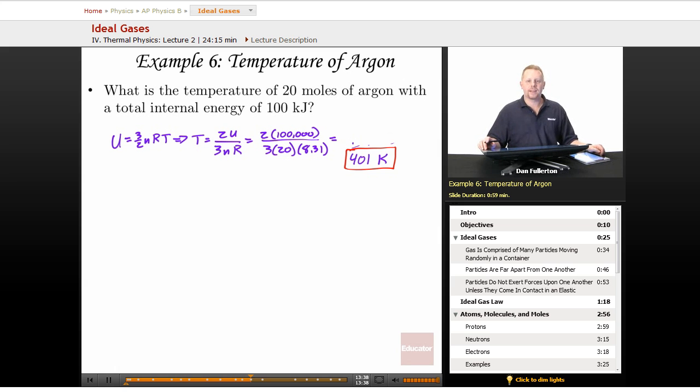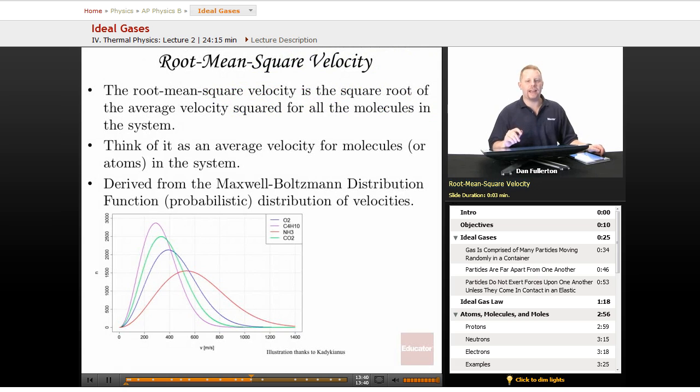Great. Let's look a little bit more at the velocity of these particles. The root mean square velocity, or RMS velocity, is the square root of the average velocity squared for all the molecules in the system. You can kind of think of it as a sort of average velocity for molecules when we're using this Maxwell-Boltzmann distribution statistics, probabilistic statistics.